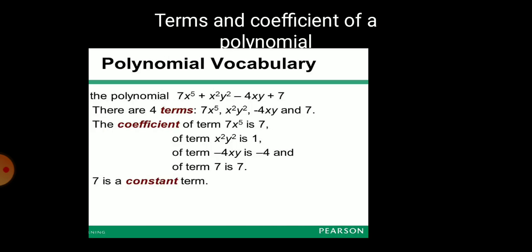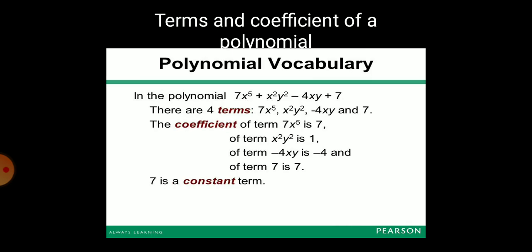Now let us see the important terms of a polynomial, which are terms and coefficients. This is vocabulary, very important. You cannot speak about a polynomial unless you know the terms and coefficients. See here, I have given a polynomial 7x power 5 plus x square y square minus 4xy plus 7. Here, the parts of the polynomial which are joined by plus or minus signs are called the terms of the polynomial. Here there are 4 terms: 7x power 5, x square y square, minus 4xy and 7.